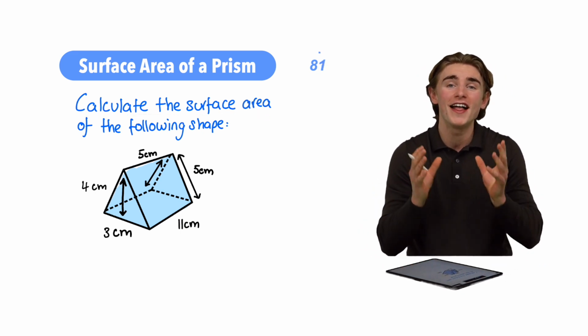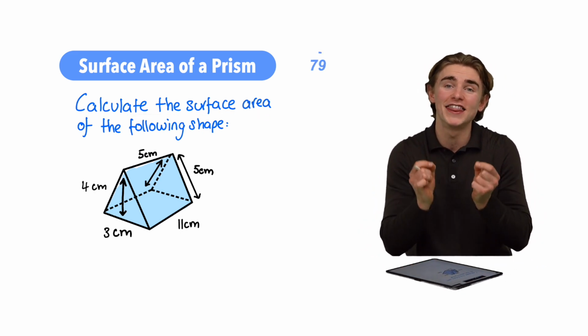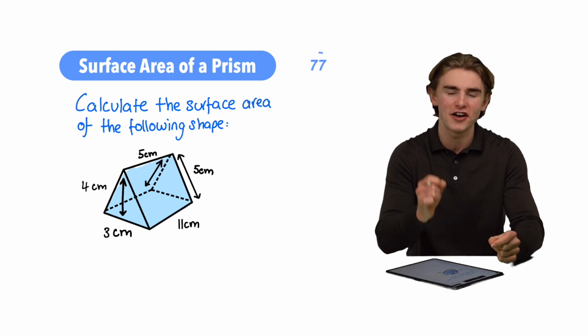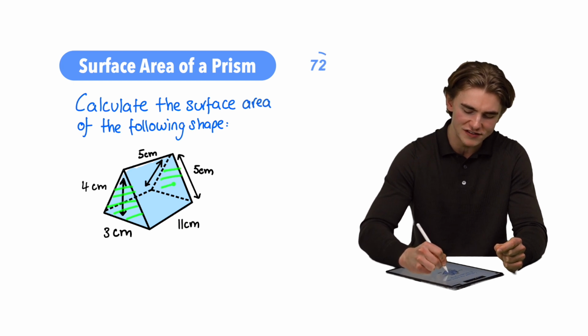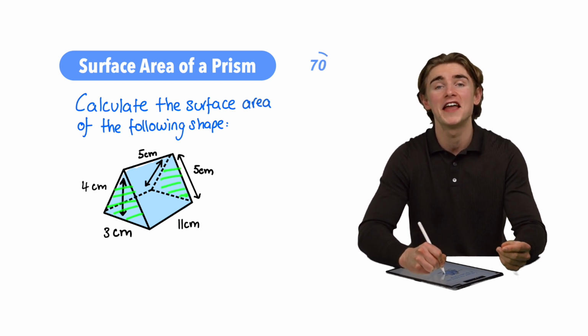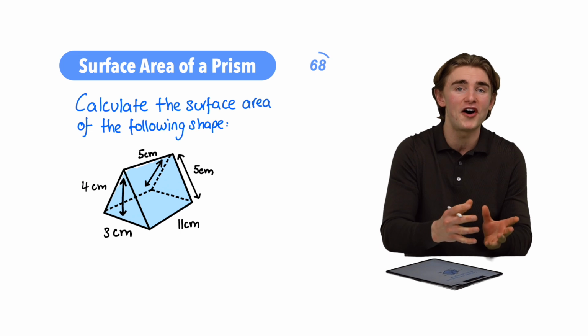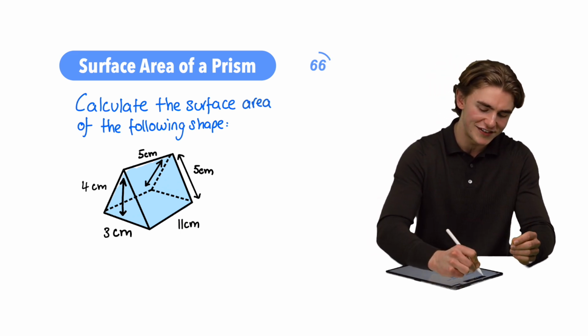Well, we're going to work out the areas of each of our faces, and then we're going to add together those individual areas. Let's get it done. First of all, let's work out the areas of these two triangular faces. And on the end, we know to calculate the area of a triangle, we can do a half times by base times by height. So that's exactly what we're going to do here.